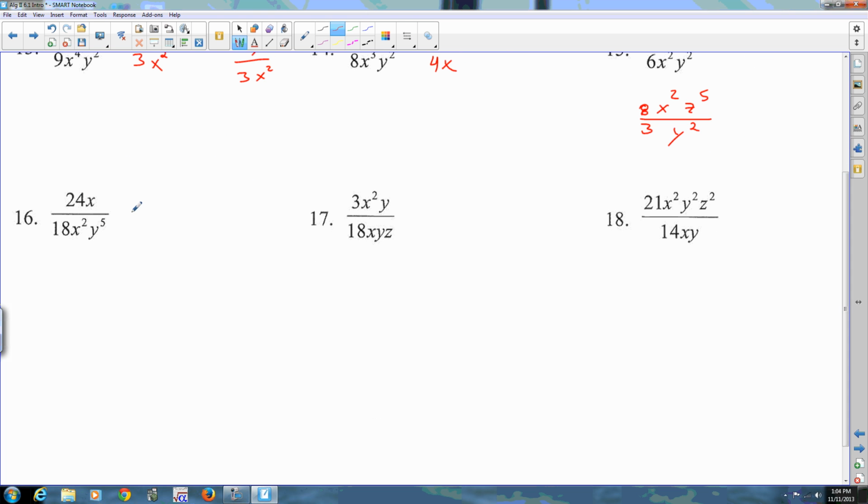Okay, 18 and 24. What, there's a 4 in common? No, a 6 in common. So that would be 4 thirds x, y to the 5th. 3 goes into 18 6 times. X, the y's cancel, and z.